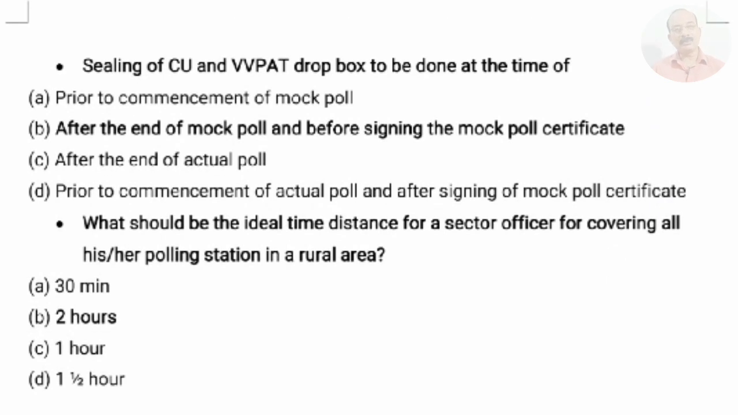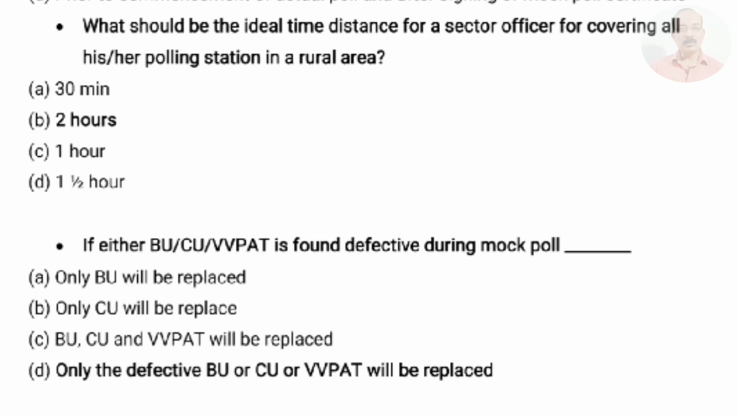Number 6. Sealing of a control unit and VVPAT drop box to be done at the time of option B, after the end of a mock poll and before signing the mock poll certificate. What should be the ideal time distance for a sector officer for covering all his polling stations in a rural area? Option B, 2 hours.